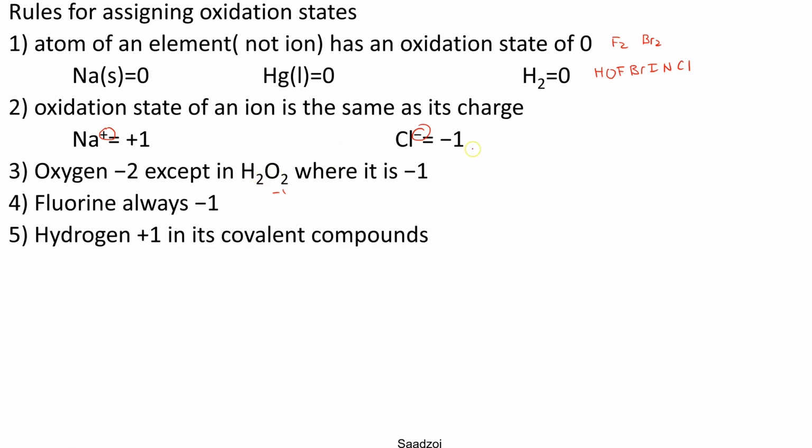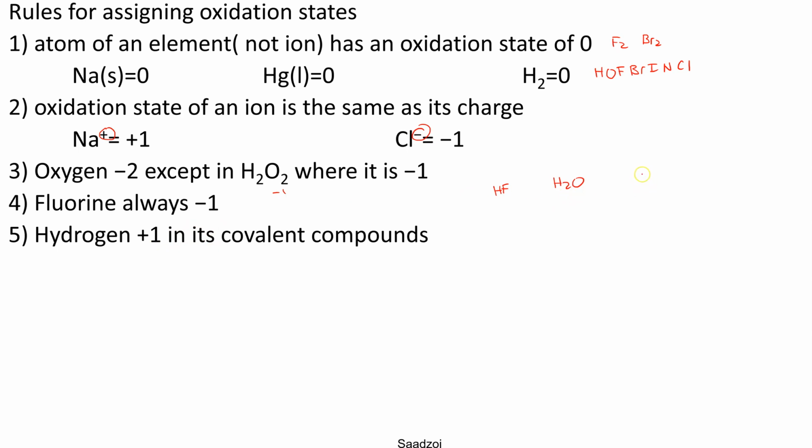Hydrogen is always a positive 1 in covalent compounds. In case you forgot, covalent compounds are compounds involving two or more nonmetals. So for example, HF is a covalent compound. In this situation, F is a negative 1, H is a positive 1 according to these rules. H2O, covalent compound. What's the charge on H? Positive 1. Why? It's a covalent compound.